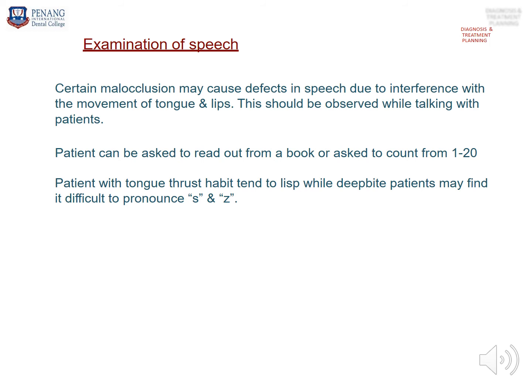A patient with a tongue thrust habit tends to lisp, while a deep bite patient may find it difficult to pronounce Z and S. So patients who have a tongue thrusting habit will have lisping speech. Lisping speech means that the patient is unable to say the sound S properly.